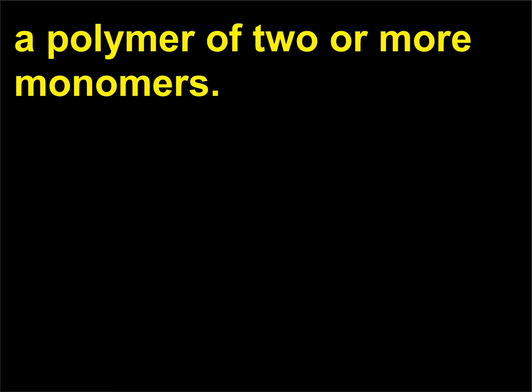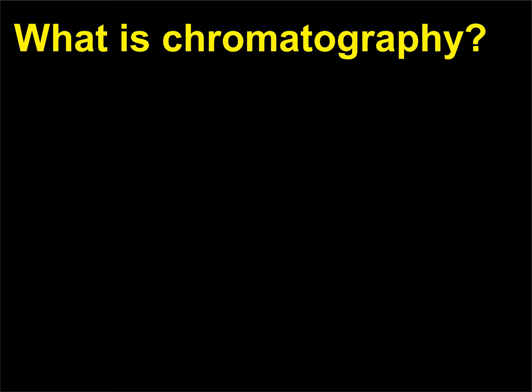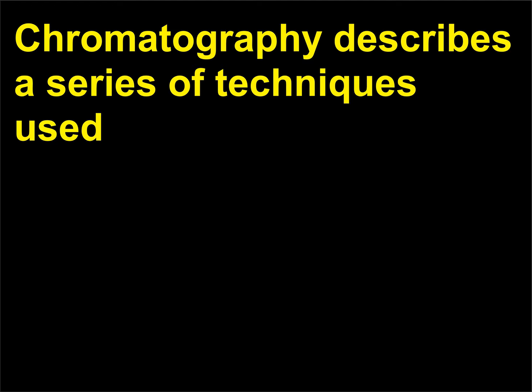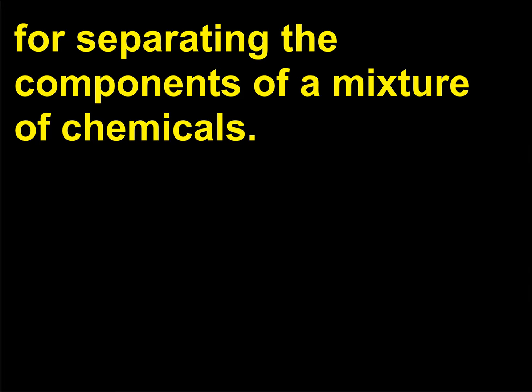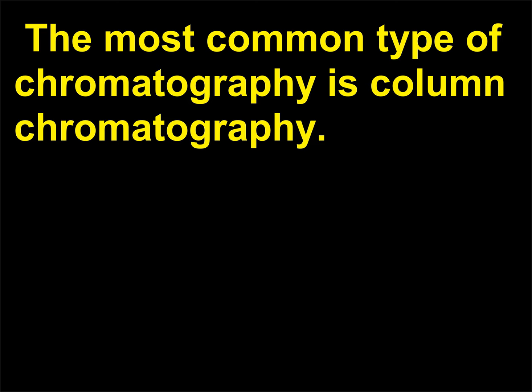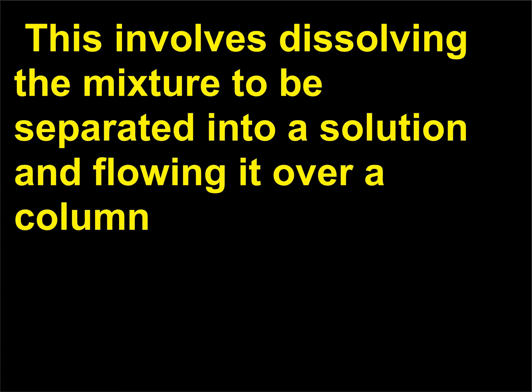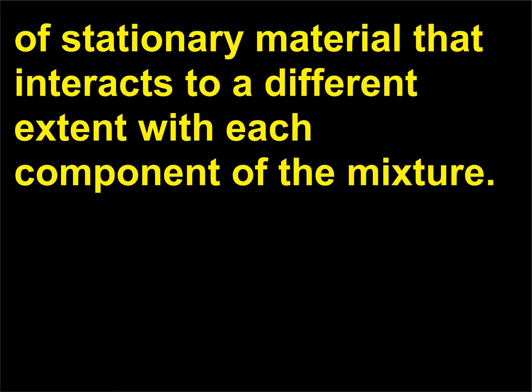What is chromatography? Chromatography describes a series of techniques used for separating the components of a mixture of chemicals. The most common type of chromatography is column chromatography. This involves dissolving the mixture to be separated into a solution and flowing it over a column of stationary material that interacts to a different extent with each component of the mixture.